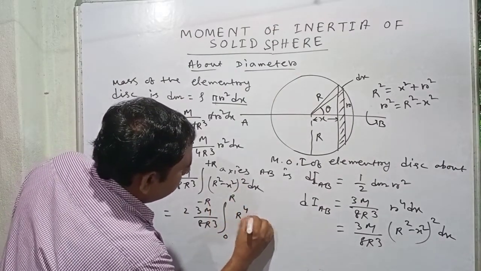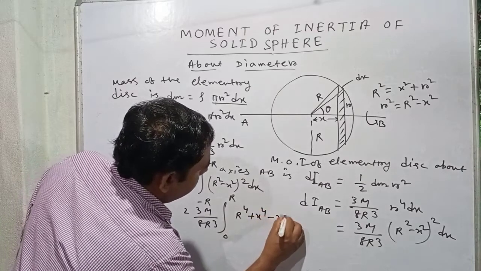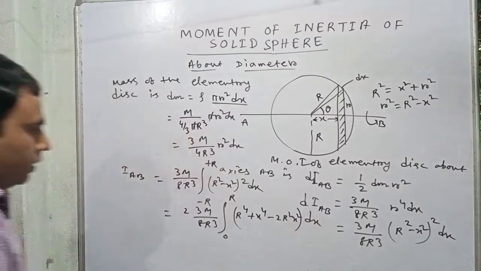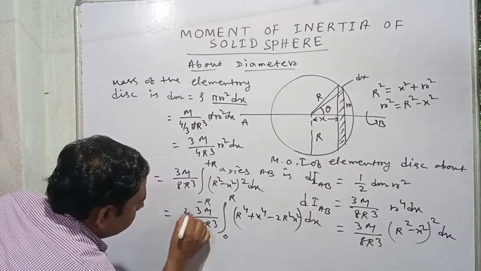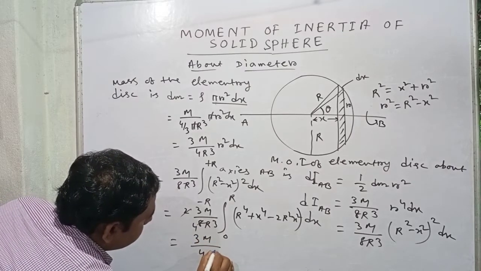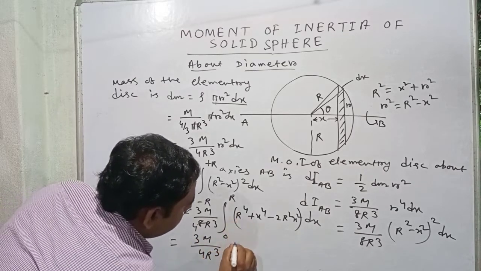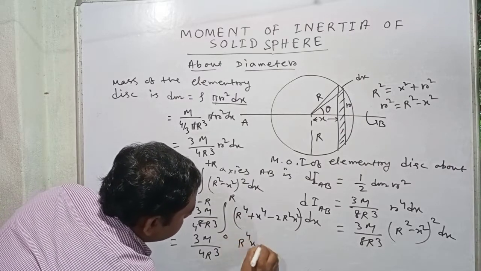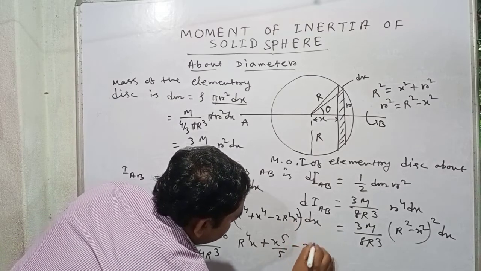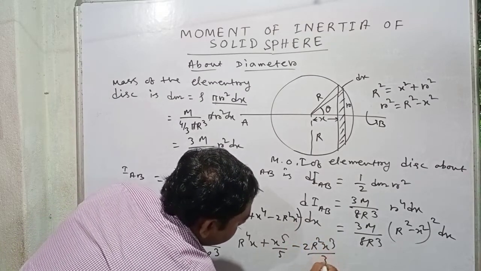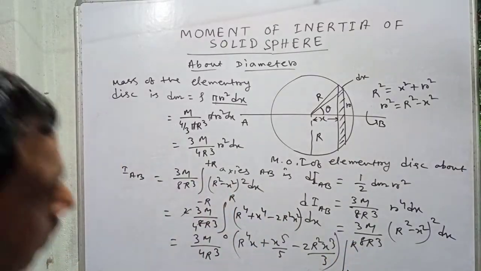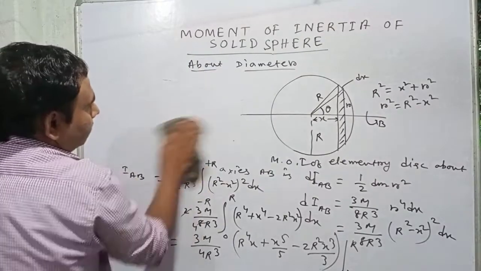The integrand is R to the power 4 plus x to the power 4 minus 2 R square x square dx. Integrating, we get 3m divided by 4 R cube times R to the power 4 x plus x to the power 5 by 5 minus 2 R square x cube divided by 3, with limit 0 to capital R.